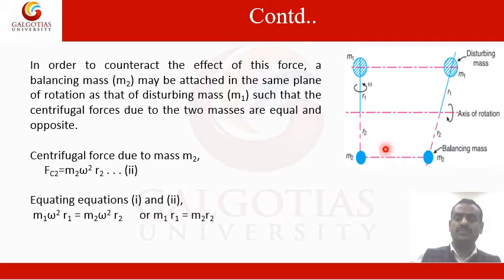So the centrifugal forces produced by these two masses m1 and m2 are equal and opposite. So we can write the equation as Fc1 equal to Fc2, that is m1 omega square r1 equal to m2 omega square r2. The angular velocity remains constant for these two cases, so omega square will cancel. Then m1 r1 equal to m2 r2. So this is the relation for the balancing of a single mass rotating in the same plane by providing another single mass in the same plane.